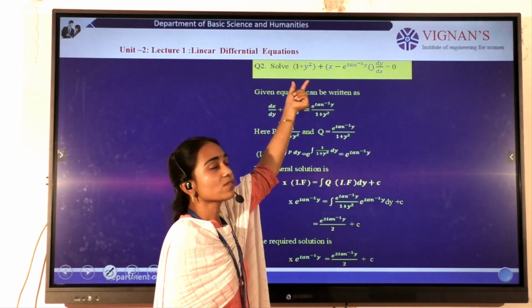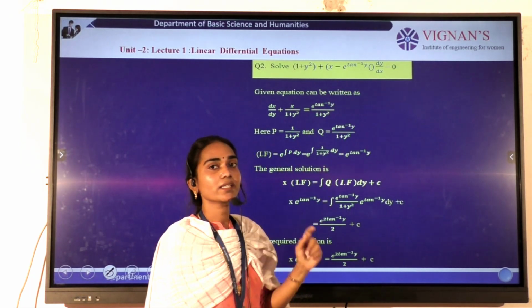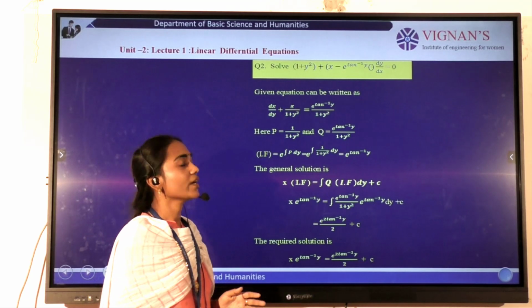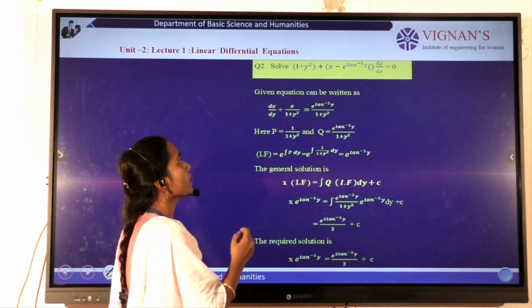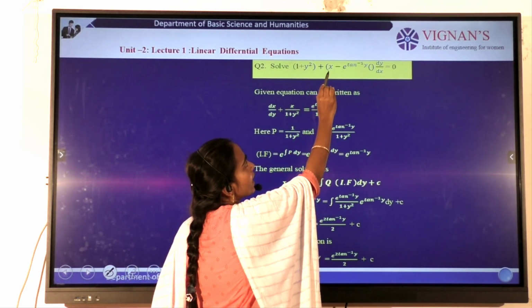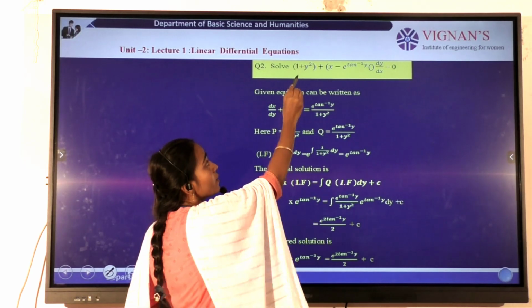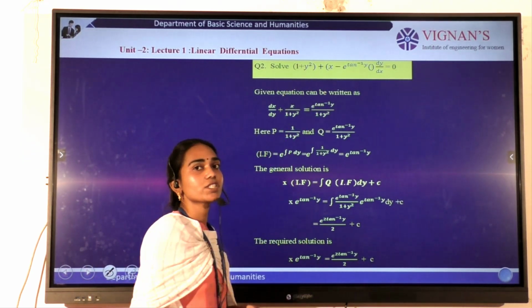Solve 1 plus y square plus x minus e power tan inverse y into dy by dx is equal to 0. First, we have to identify whether it comes under linear in y or linear in x. For that, we have to observe the variables. The variable x appears with a degree 1, but the variable y appears with a degree 2. So this is a linear differential equation in x.